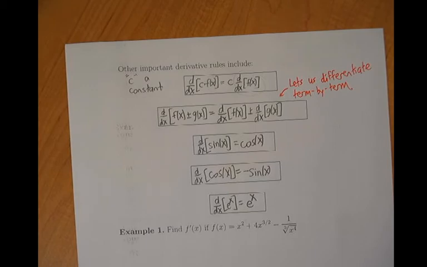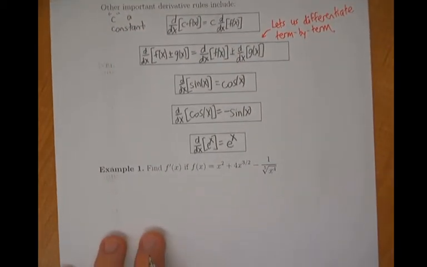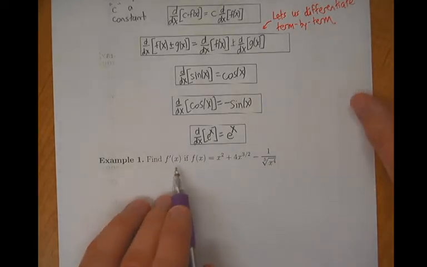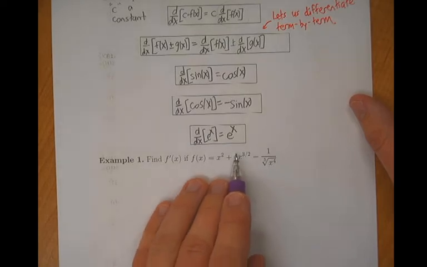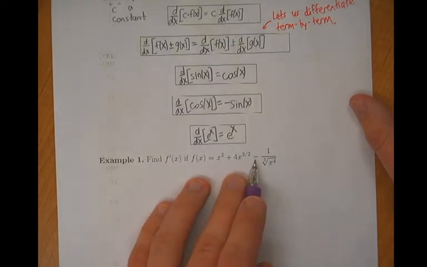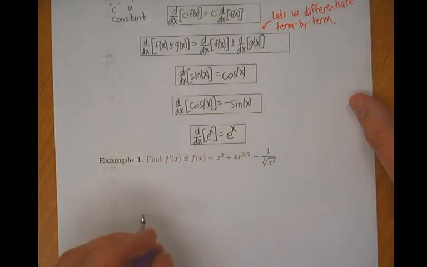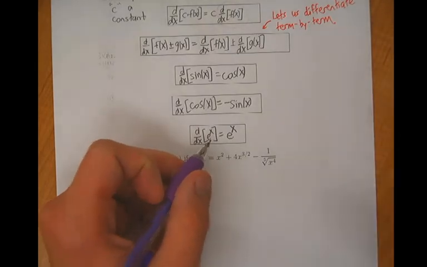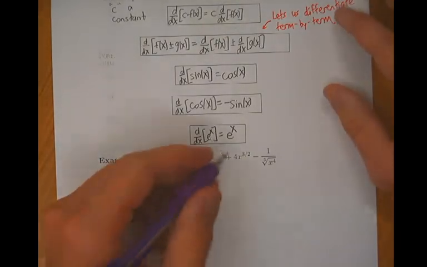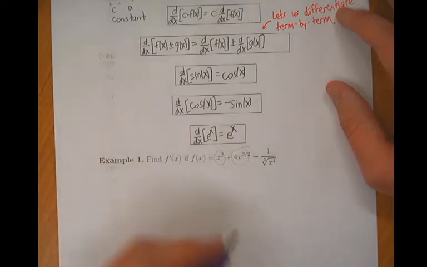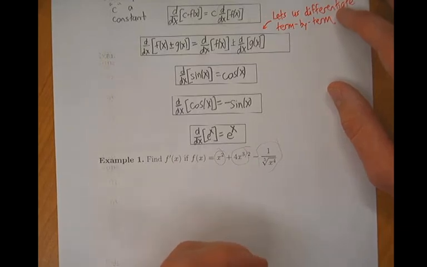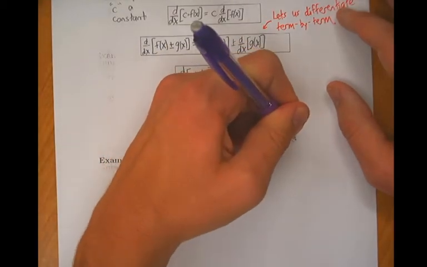Okay, so let's go ahead and start by applying some of these. For the first example, we are asked to find f prime of x if f of x equals x squared plus 4 times x to the 3 halves minus 1 over the 5th root of x to the 4th. Based off of what we know so far, the only one that can help us here is the power rule. It seems like we could do that for the first 2 terms, but based on how this last term is written, we can't use it quite yet. But we can if we rewrite this last term as what?